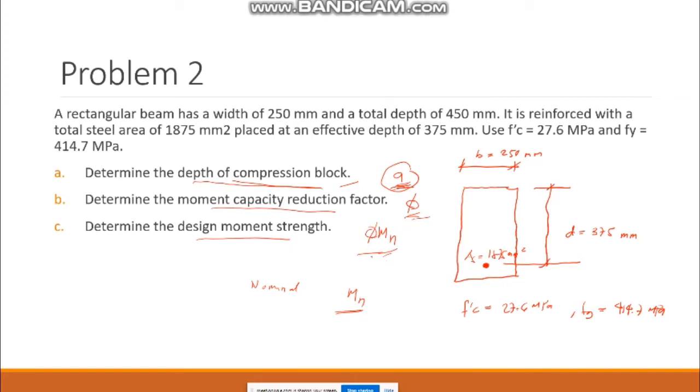Okay, so you have to pay attention to the definitions. Not just the formula. Both the concept, the definition, as well as the formula. Okay, you can compute A, but you don't know the depth of compression block, so you cannot answer. What a waste.